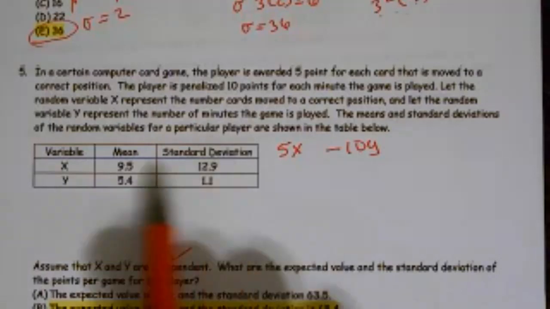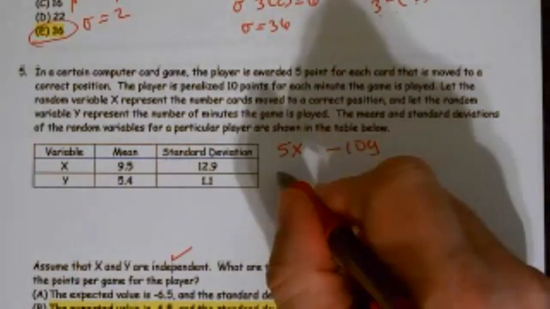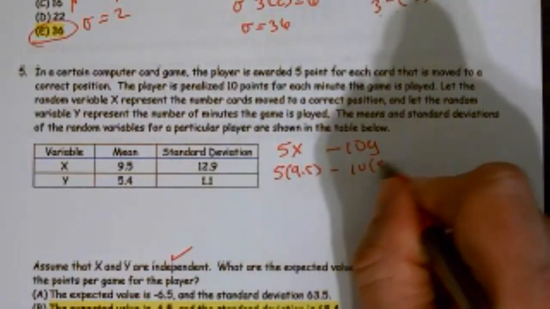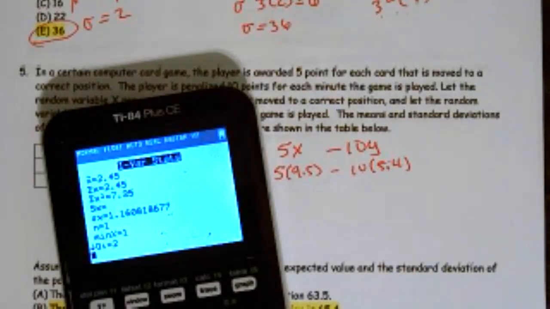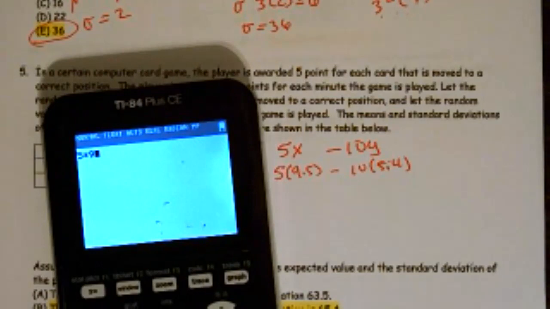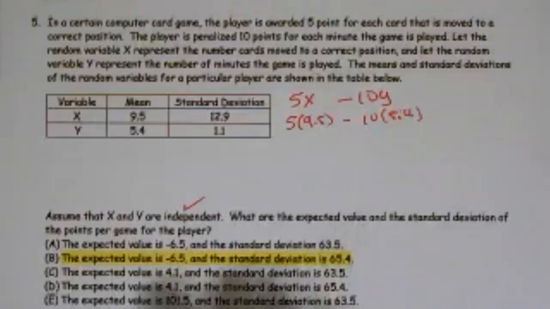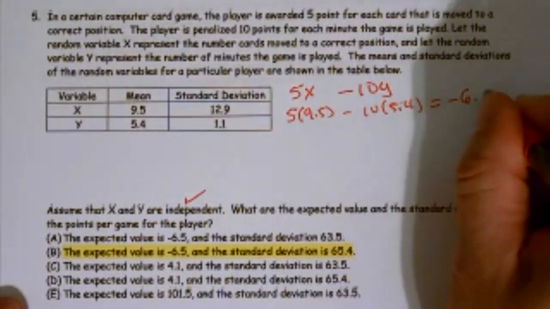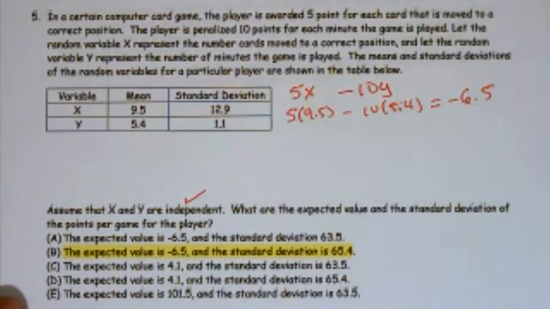Well, the mean, I just plug in 9.5 and 5.4. So 5 times 9.5 minus 10 times 5.4. Easier said than done. Can't get the calculator on. There we go. So 5 times 9.5 minus 10 times 5.4. And that equals negative 6.5. So we're losing 6.5. We have two answer choices, A and B, that have the negative 6.5. So that's our mean. But we also need to do the standard deviation.